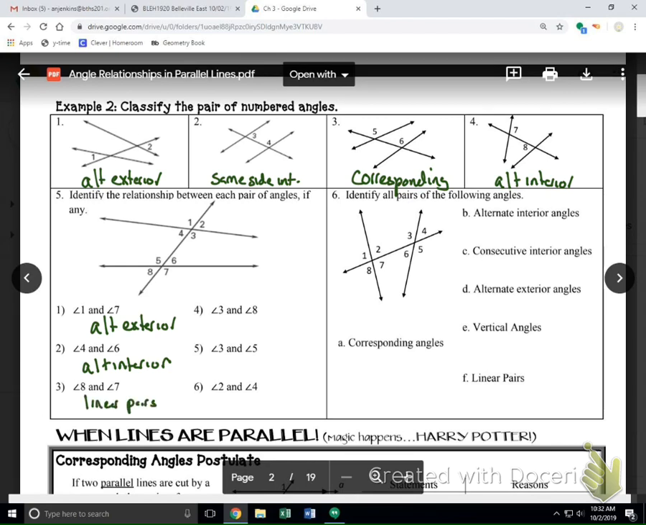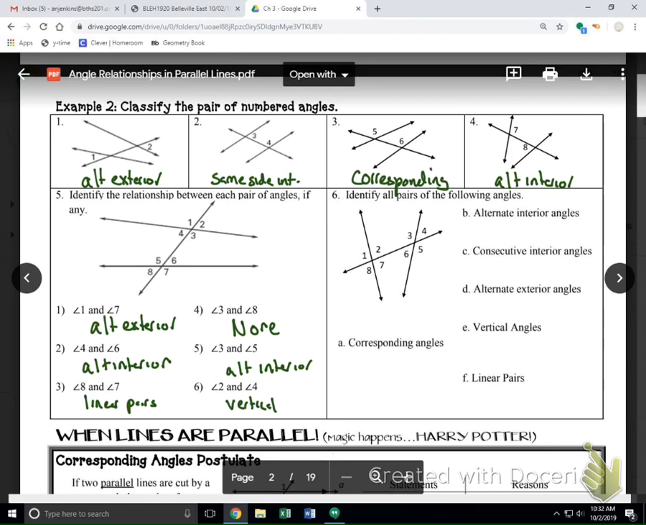Okay, after that we have 3 and 8. What'd you say, hon? None is the correct answer. There is none. Okay, we're at 5 and 3. Yep, Natalie? Alternate interior. And last but not least, 2 and 4. Vertical. Okay, so the next part is naming all of them.